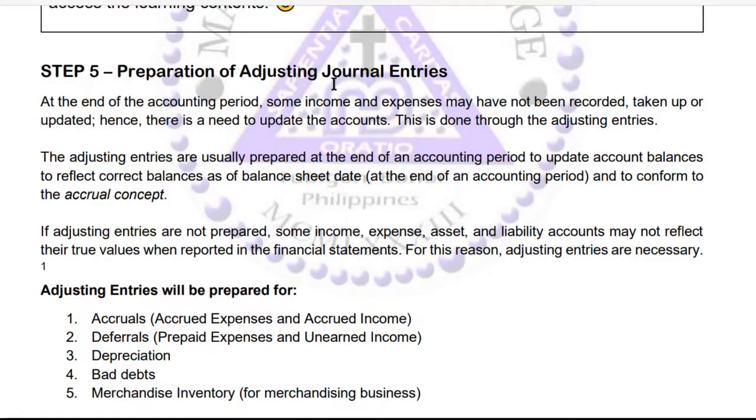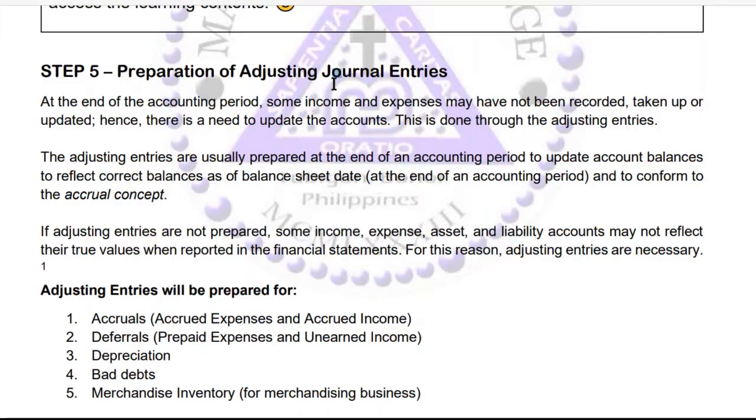And also, there are other reasons why you need to adjust the accounts. At the end of the accounting period, some income and expenses may have not been recorded, taken up, or updated. Hence, there is a need to update the accounts. This is done through the adjusting entries. These adjusting entries are prepared at the end of an accounting period to update account balances to reflect correct balances as of the balance sheet date and to conform to the accrual concept.